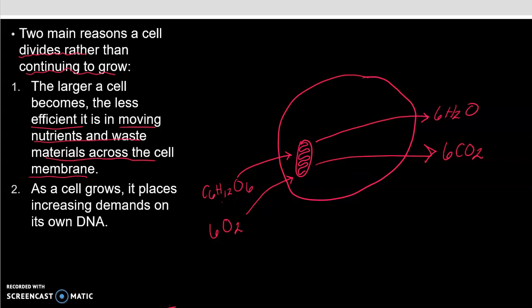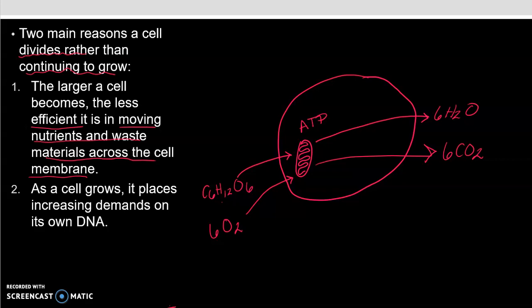So if the cell were increasing in size, it would get harder for the cell to obtain the nutrients that it needed to continue to make energy for cell functions, and it would also have more waste that it would need to get across the cell membrane, which makes it more difficult the larger the cell is.